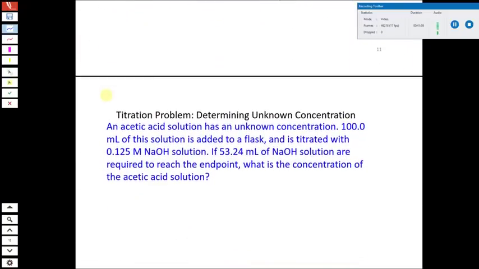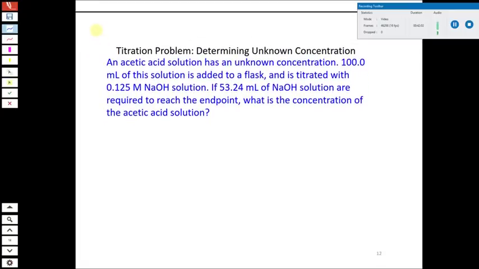Here's another example of determining an unknown concentration. So this is just a rehash of that. One other example that's very similar, in this case though we're mixing two solutions instead of a solution with a solid. So here we have an unknown acetic acid solution, and we have 100 milliliters of this solution added to a flask, and we titrate with 0.125 molar NaOH. This time we know the concentration of the base. We add 53.24 milliliters to get to the endpoint. We want to know what is the concentration of acetic acid.